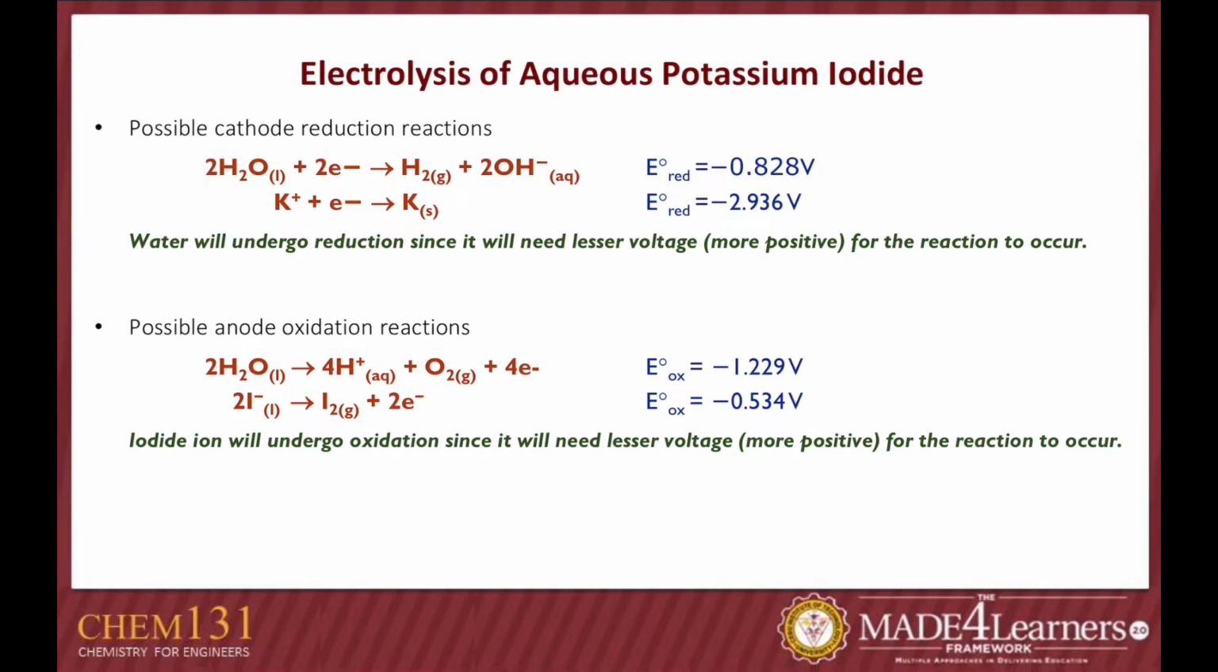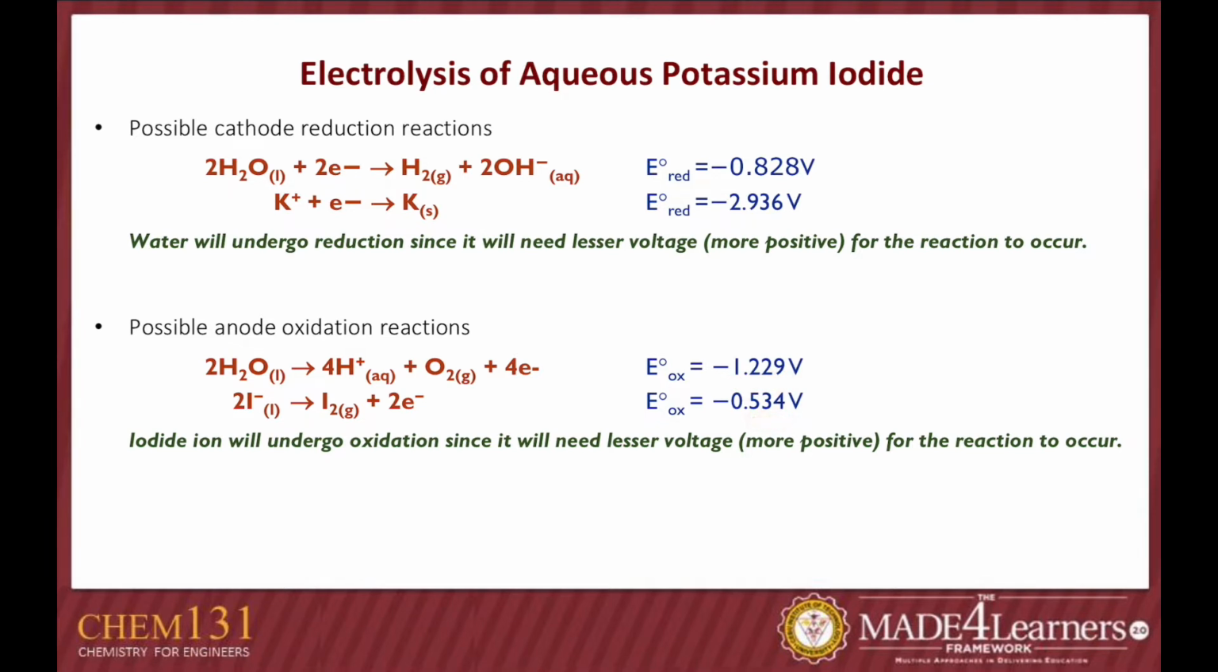And then for the oxidation reactions, remember, it's oxidation. So from the standard reduction table, we reverse it. So just remember also to reverse the sign. For water, to produce oxygen gas, it needs 1.229 volts. And for iodine, it needs 0.534 volts.